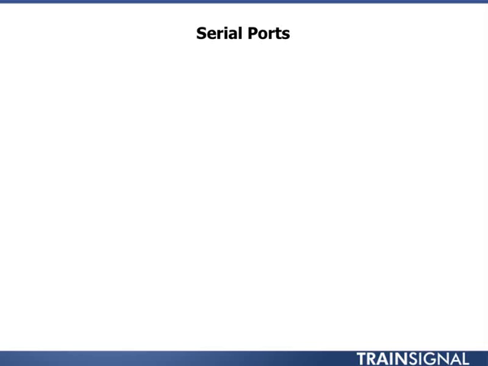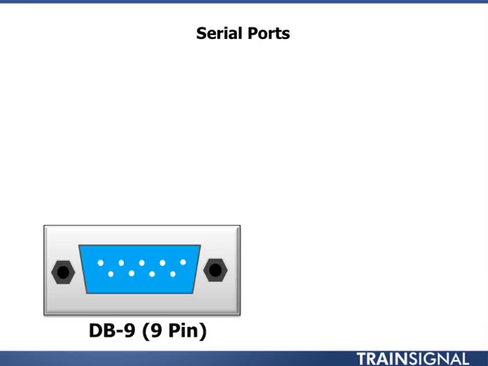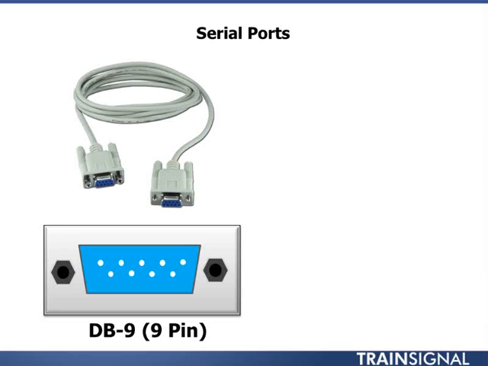So let's begin with serial ports. These were actually originally used to connect input-output devices. For instance, a mouse or a modem was used to actually connect these. This is actually the cord, a serial cord. You may not be able to find these readily anymore, but it used the DB9 or 9-pin connector.